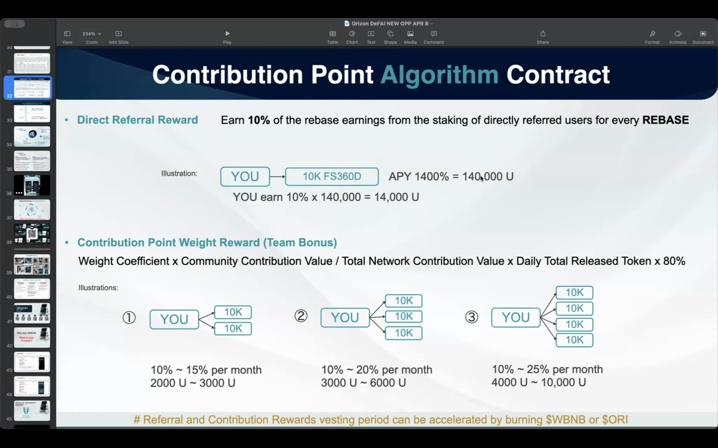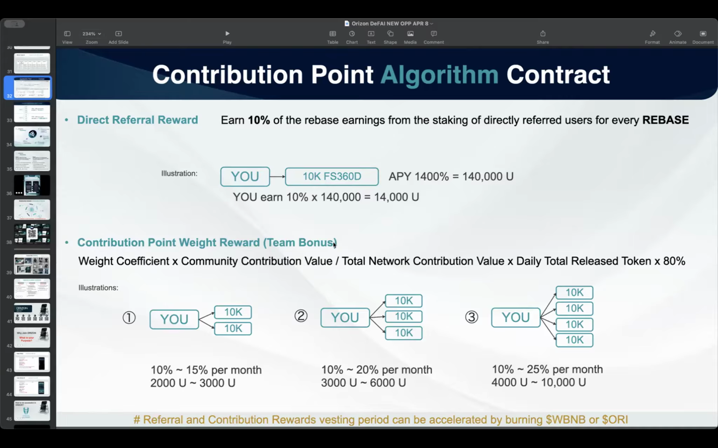This money is not paid at once. This money is paid every time he's paid. He is paid, interest is paid every 8 hours. So when he puts $10,000, every 8 hours, he will be paid an interest. Every time he's paid an interest, you are paid 10% of that interest. That is the direct referral bonus.